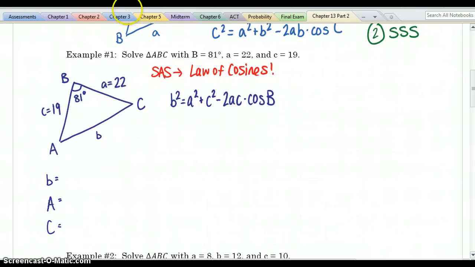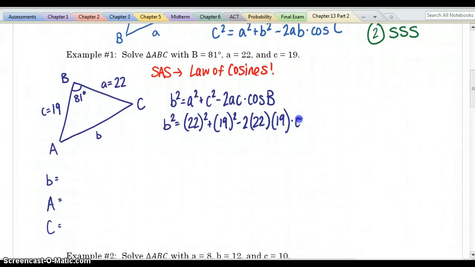When I plug everything in, b squared, I don't know b, but a is 22, c is 19, and then we're multiplying by the cosine of B, which is 81 degrees. You know that you used the right form if you only have one variable in the equation, because if we had more than one variable, we wouldn't be able to solve. In order to solve for b, I need to evaluate this, and then take the square root to get rid of this square. What's nice is there are all numbers here, so I can use my calculator.